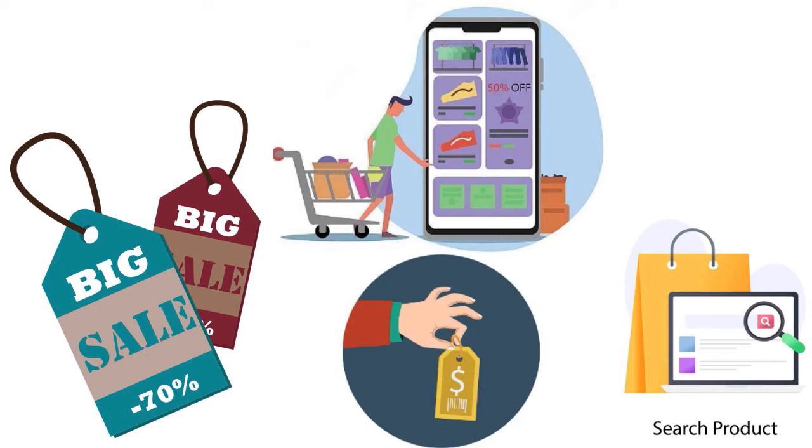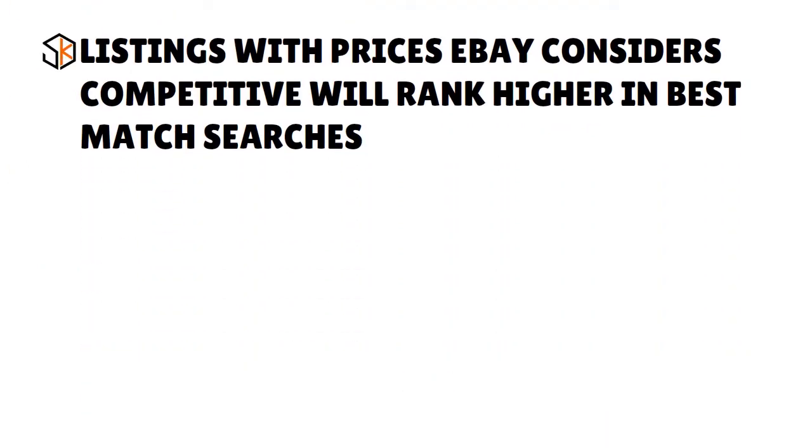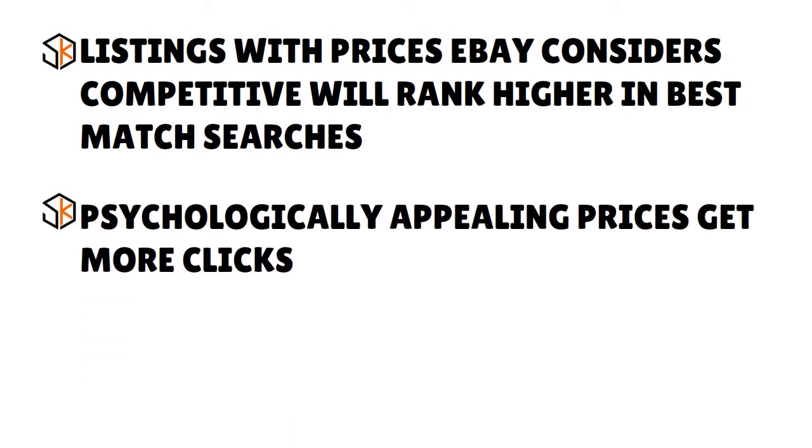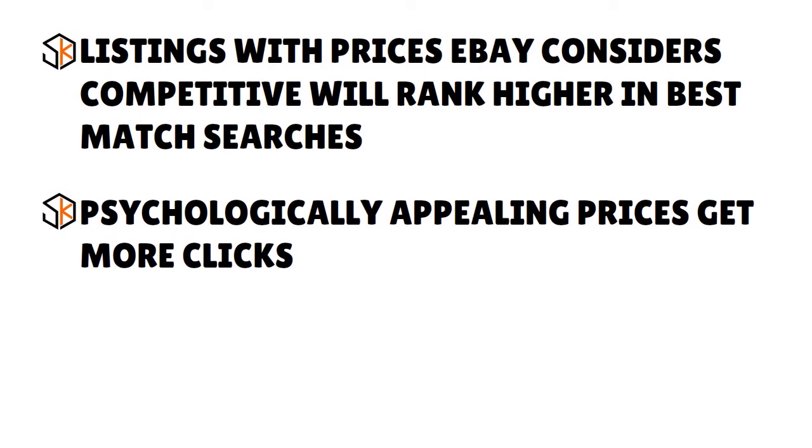So there are 3 ways price can get you more views on eBay. Number 1, listings with prices eBay considers competitive will rank higher in best match searches. This is the first thing. Psychologically appealing prices get more clicks. There are 2 common strategies here. You want to use numbers that have fewer syllables when read out loud, and try to keep the digits on the left low.